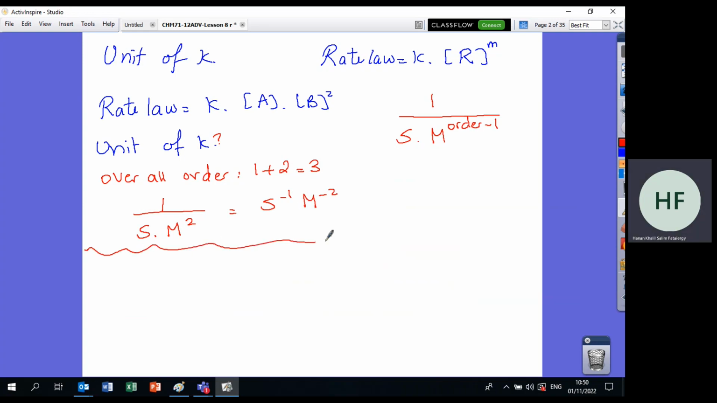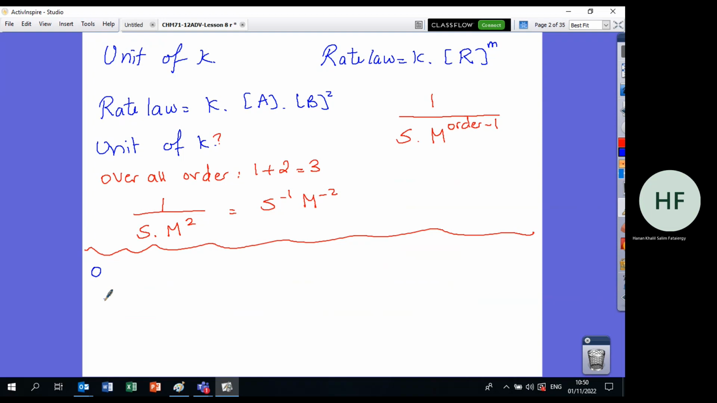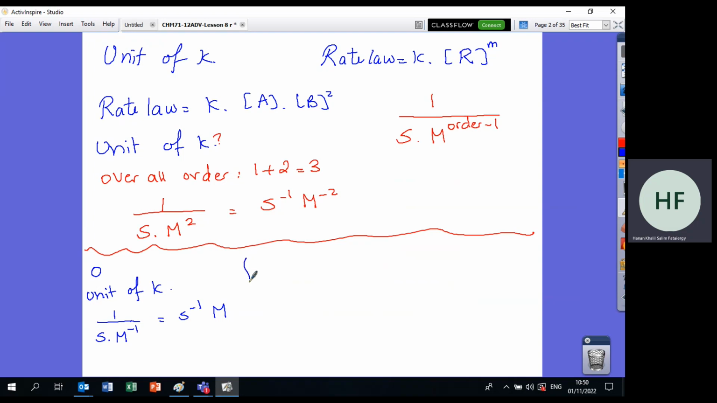Now let me give you another example. If the overall order of the reaction is 0, what is the unit of K? Same thing, 1 over S times M to the power 0 minus 1, this is minus 1. You want to bring these two up. S, bring it up, it will be S minus 1. M minus 1, bring it up, it will be M plus 1 or M.